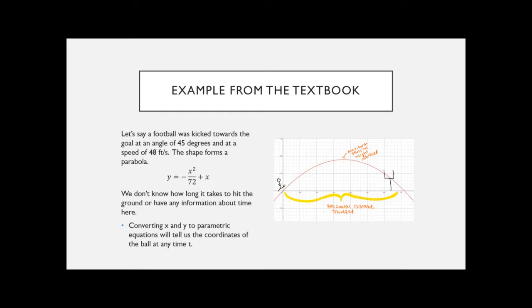But if we take that equation and we convert it to parametric equations, then we can figure out where the ball was at any time t, because we've added a third variable t. So when you plot the parametric equation, it's going to look like this, but the numbers you plug in will be a series of points at time t, and when you connect them, they'll give you the basic shape here.